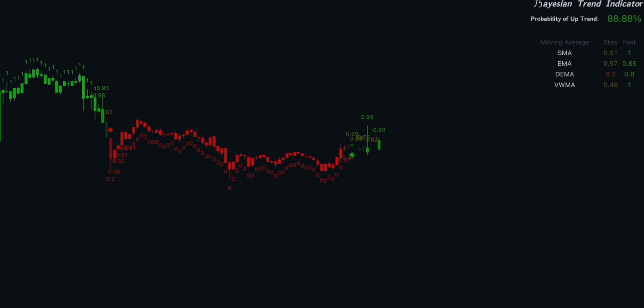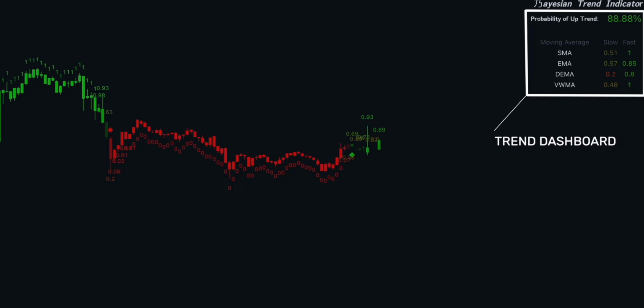Additionally, the indicator displays a dashboard on the chart, providing you with detailed information about the probability of an uptrend, as well as the trends for each type of moving average.